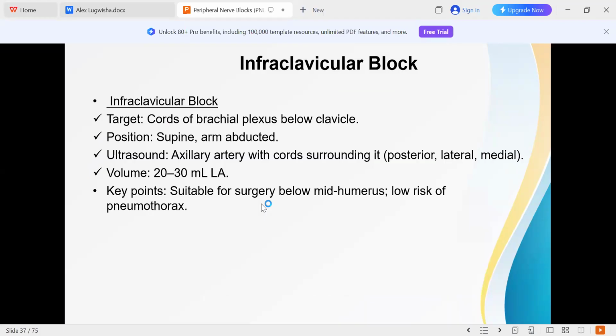This targets the cords. Here you use the axillary artery as your landmark. The posterior, lateral, and medial cords of the brachial plexus usually surround the axillary artery. At this point, you want to inject about 20 to 30 mL of local anesthetic agent. The infraclavicular block is suitable for surgery below the mid-humerus, and it has a low risk of pneumothorax because we are avoiding the pleura at this point.